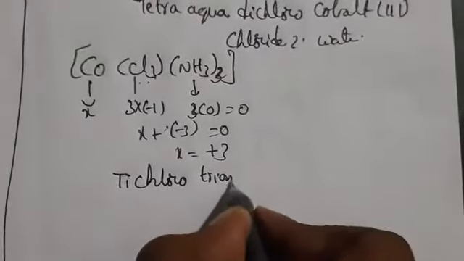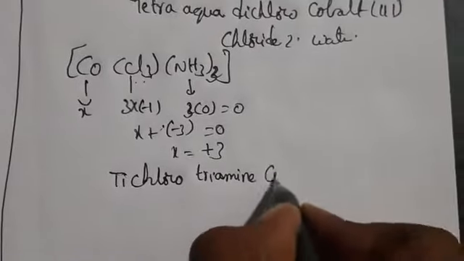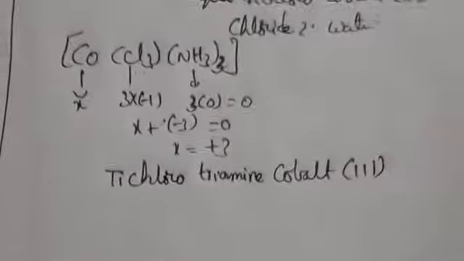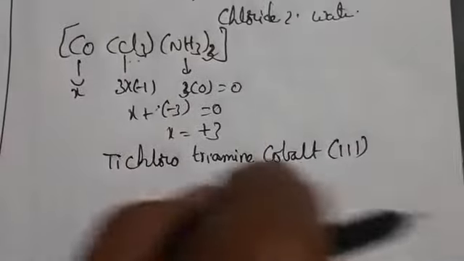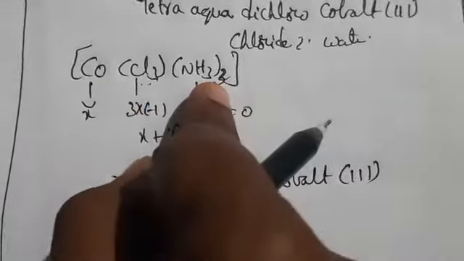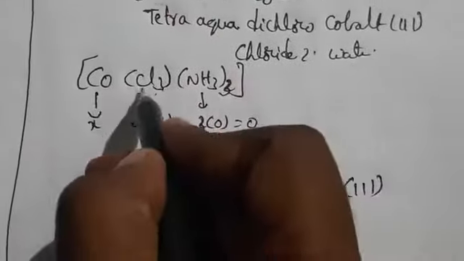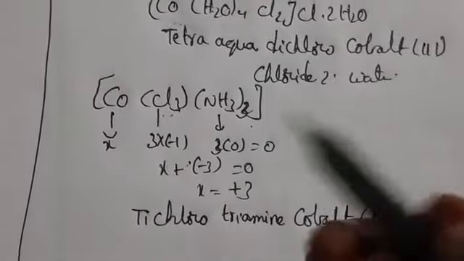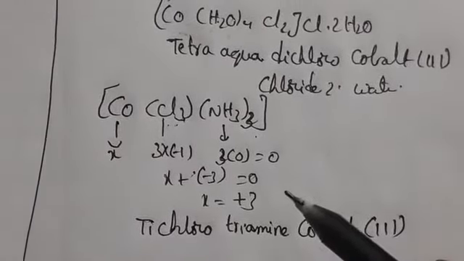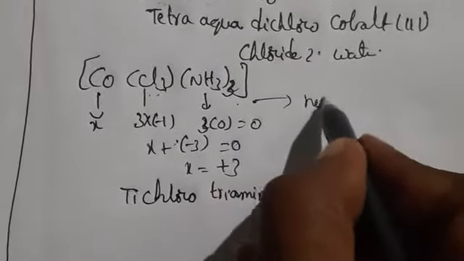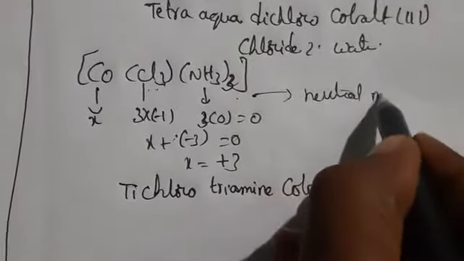So trichloro triamine cobalt, 3 is the oxidation state. So what can we represent here? This is a neutral molecule. Why? Because first we are writing the ligands in order. That's why we call this one a neutral molecule. So this one represents a neutral molecule.